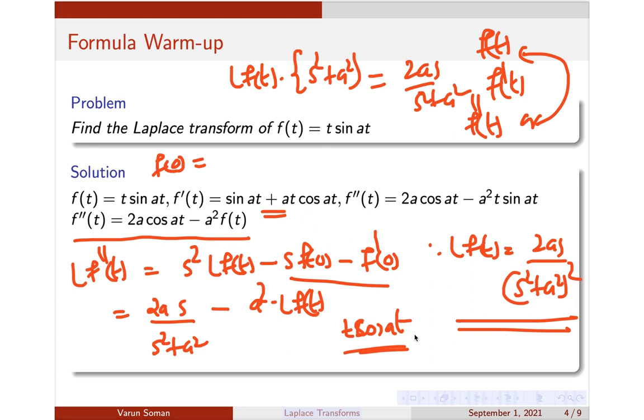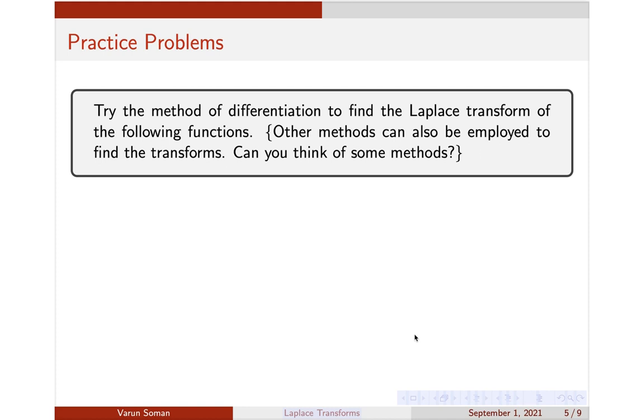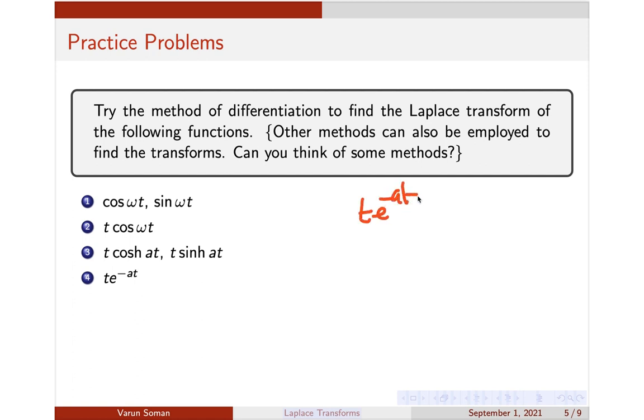I'll also try to do one more problem for you. So this is the method which I have elaborated here. Let us do some other problems also. Suppose you need to find the transform of t raised to minus at, that is e raised to minus at. Already you know some method to find it. Using the shifting theorem you can do it, but still let me try to establish this one here.